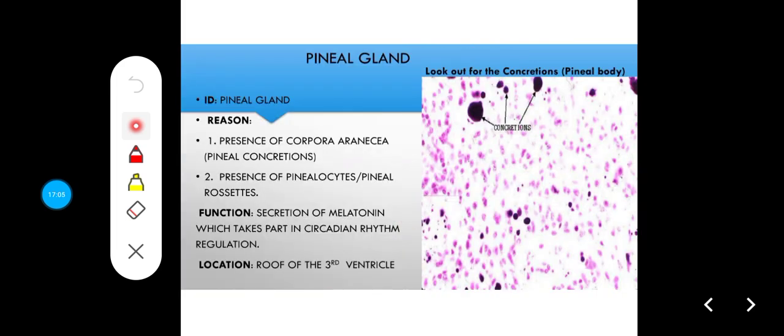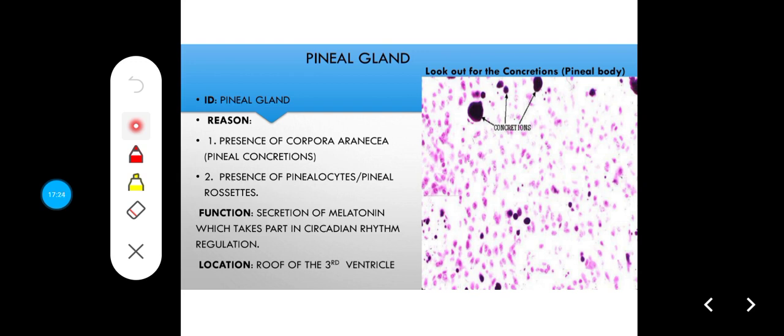Now let's go to the next one, the pineal gland. So the pineal gland, it's not majorly tested in exams, but then we'll still discuss briefly about it. So the idea of the pineal gland, okay, that's how you answer it. They ask you to identify, answer pineal gland.